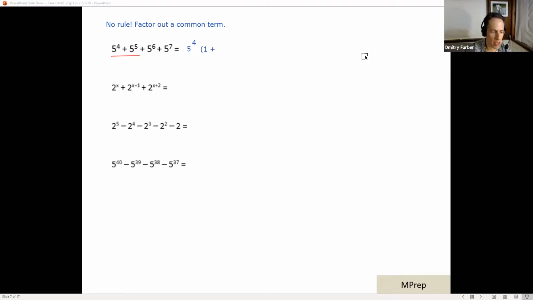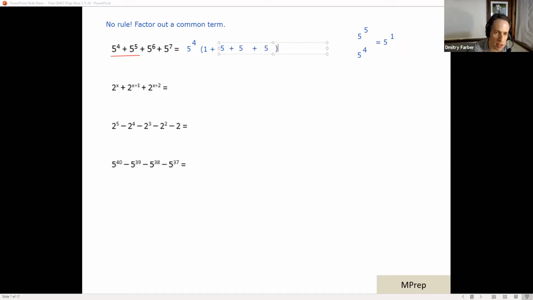Anytime we have the same base, we can just subtract the exponents. So we could just say, hey, this is 1 plus 5 to the 1, and then 5 to the 6th divided by 5 to the 4th will be 5 to the 2, and then 5 to the 7th divided by 5 to the 4th will be 5 to the 3.